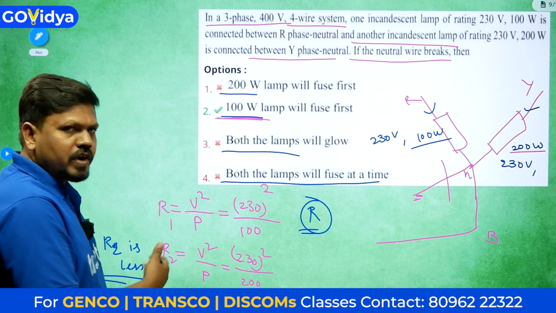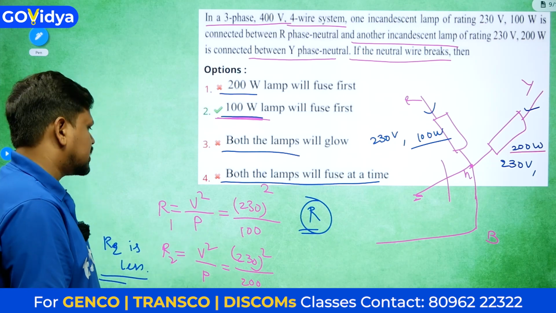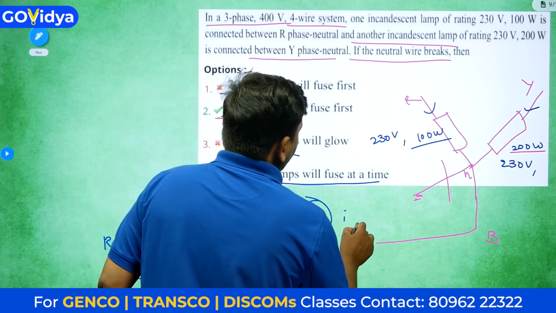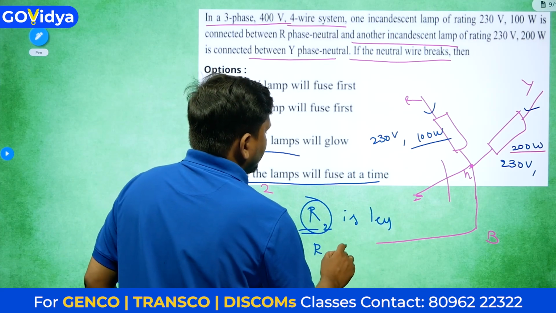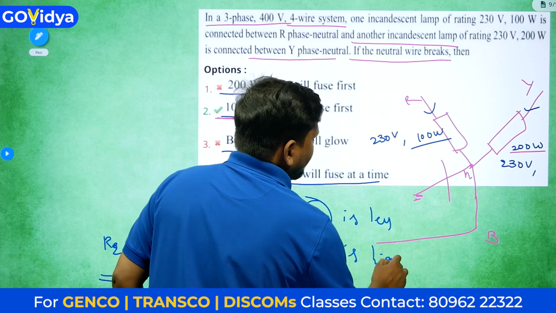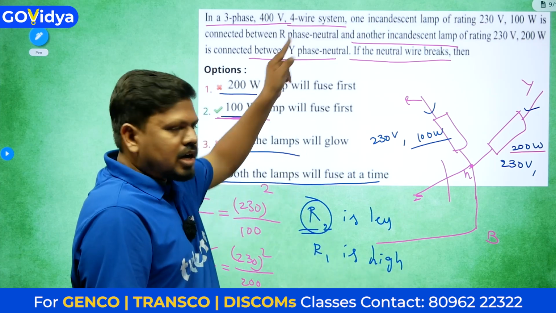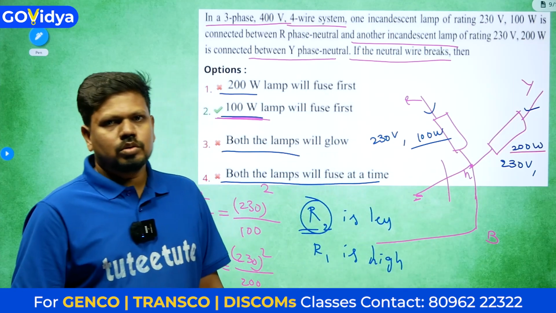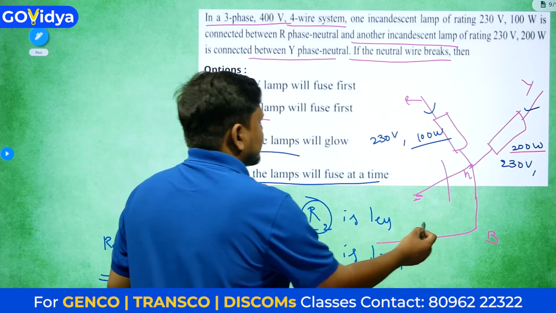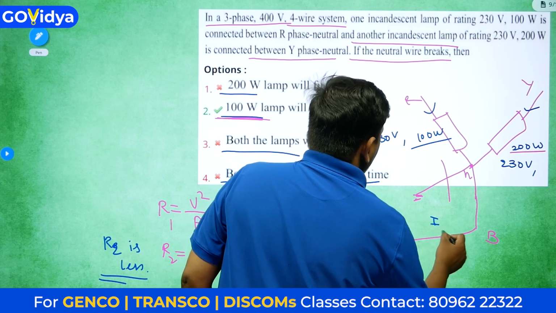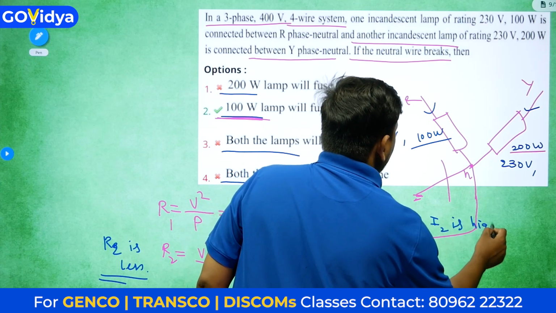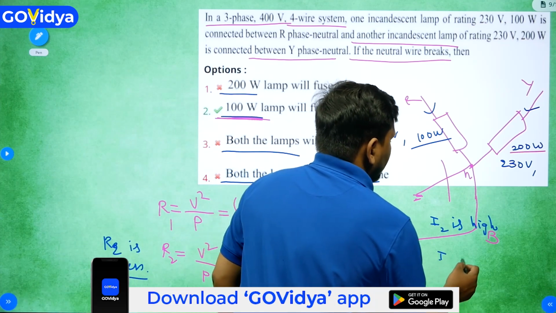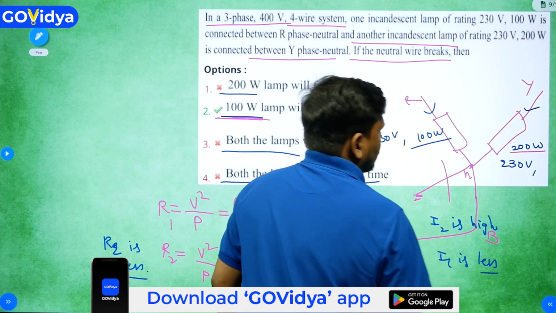Otherwise, in a different way, from the current point of view also we can understand. R2 is less and R1 is high, and we are comparing these two. Whenever the neutral is not there, almost the same current must flow through the two bulbs. Now you see, R2 is less means I2 is high. In normal operation, I2 is high compared to I1, so I1 is less.